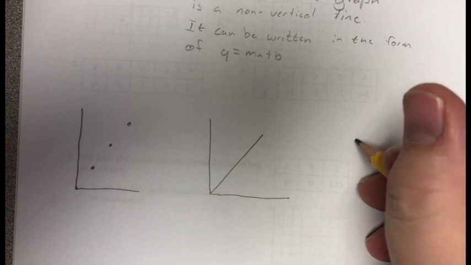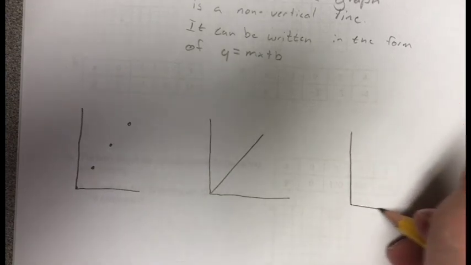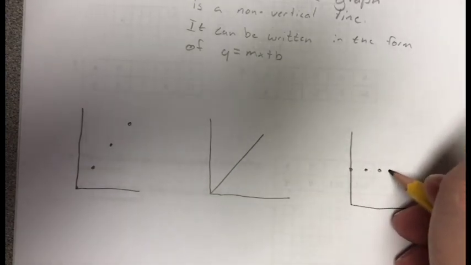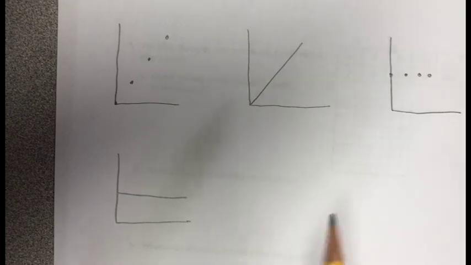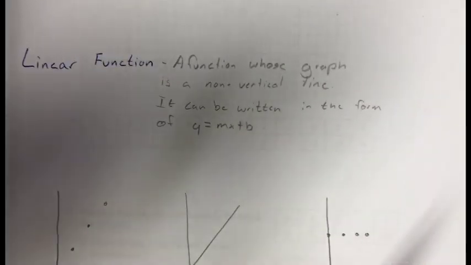And here's the other thing. We can also do a linear function that looks like this, or we could do a linear function that looks like this, or anything in between. Now, the one definition says it is a non-vertical line.